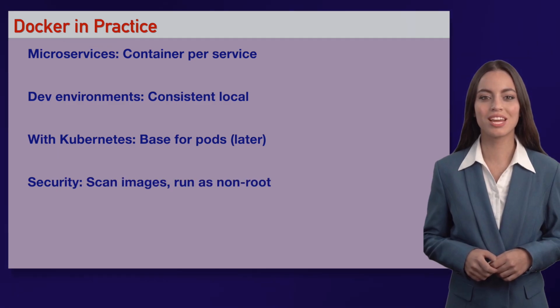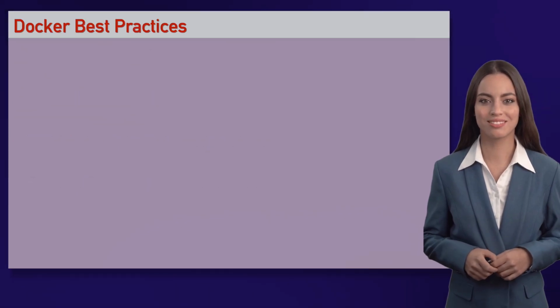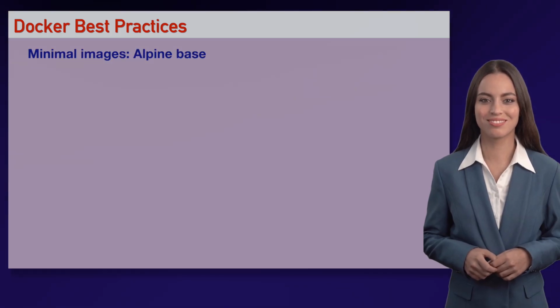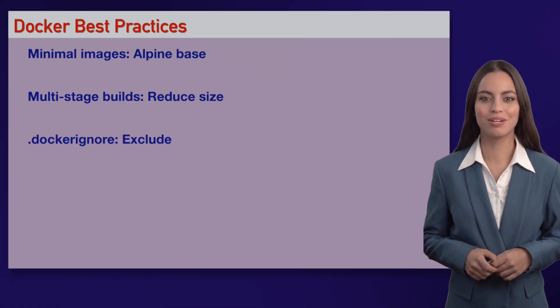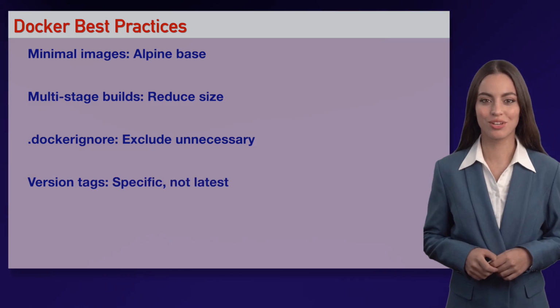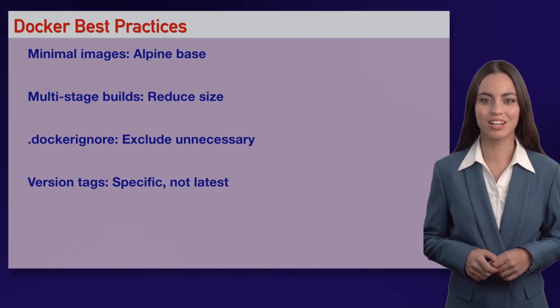For security from Day 13, scan images for vulnerabilities and run as non-root users. Docker best practices. Use minimal bases like Alpine to shrink image sizes and attack surfaces. Employ multi-stage builds to separate build and runtime, discarding tools. Add Docker ignore to exclude files like .git from contexts. Tag versions specifically, avoiding latest for reproducibility.